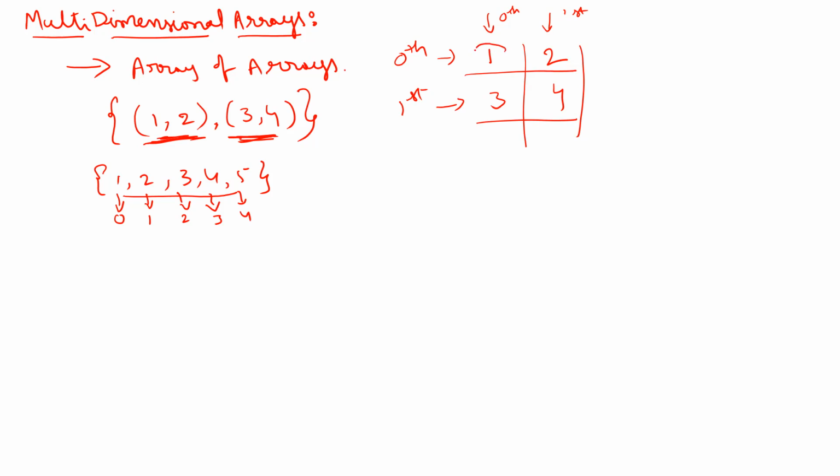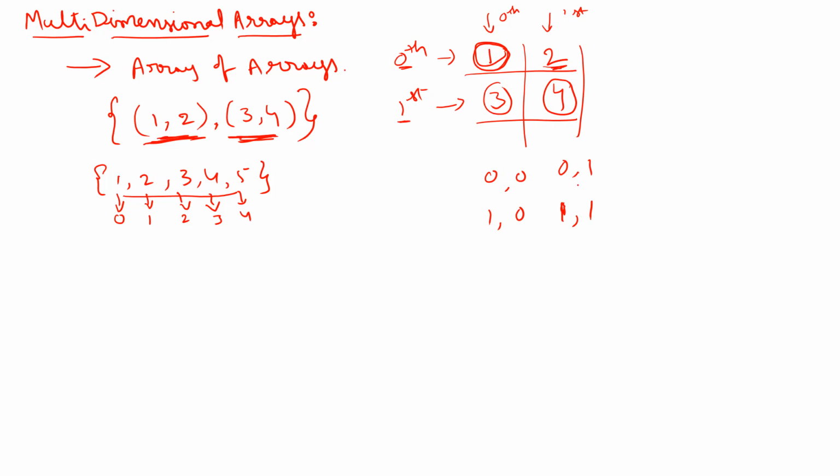So if you want to know the index of the first element, it is 0, 0. And for this one, this is 0th row and first column. So for 2 it is 0, 1. Similarly for 3, this is first row and 0th column, so 1, 0. And for this one, this is first row and first column, so 1, 1. So this is how we can find out the index of the elements in a multi-dimensional array.